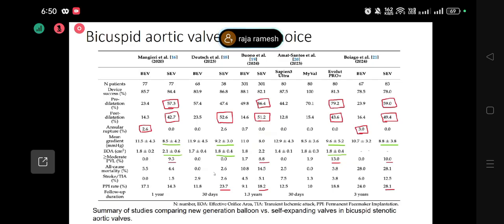So in short, for self-expandable valve, there will be more requirement for pre-dilatation, post-dilatation, and a high requirement of pacemaker. For balloon expandable valve, the risk of annular rupture is more, and we get better hemodynamics with the self-expandable valve, but at the cost of increased risk of paravalvular leak.